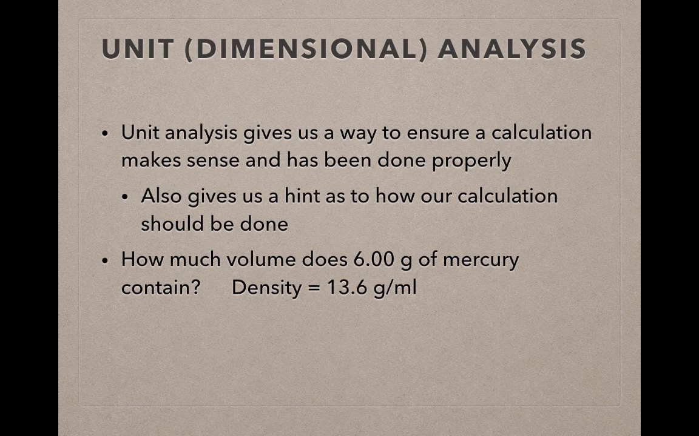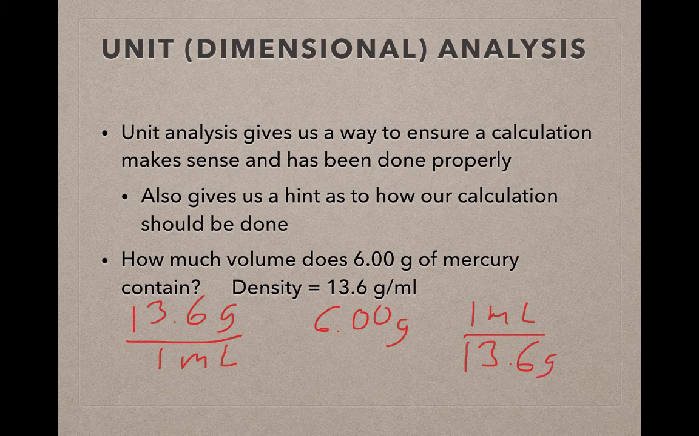Let's say we just write down our density value at 13.6 grams, and I'm going to write it per 1 milliliter. Okay, and I also have a value of 6.00 grams. Well, because the grams per milliliter is actually a conversion unit, I can also write that as 1 milliliter per 13.6 grams. That's just like saying that we have a dozen eggs per one dozen, or we have 12 eggs per 1 dozen, or we have 1 dozen eggs per 12 eggs.